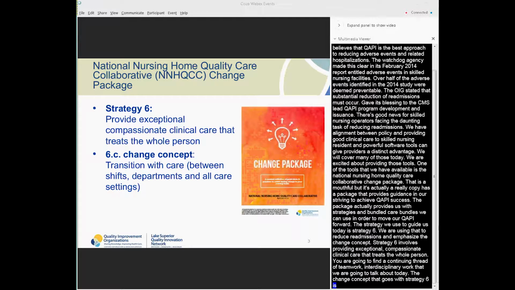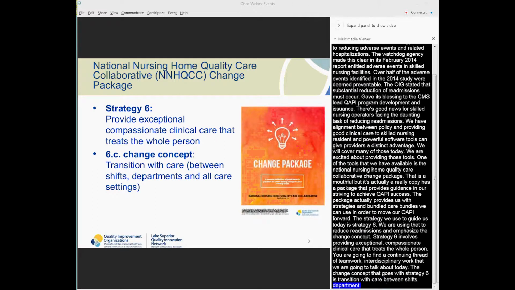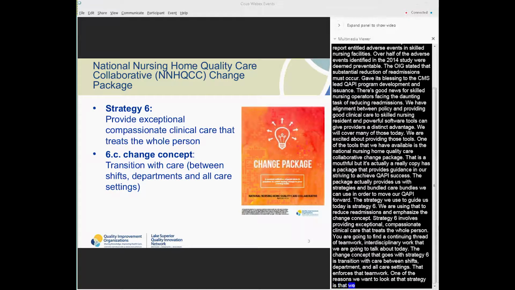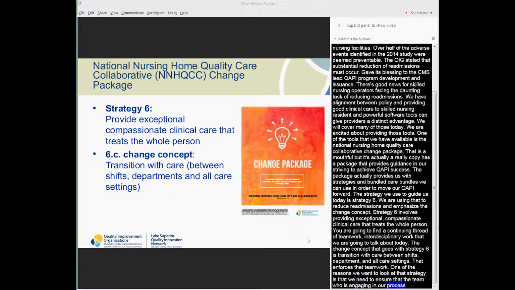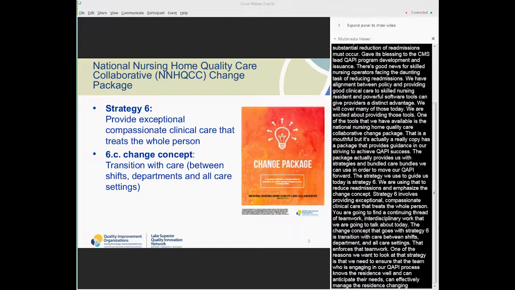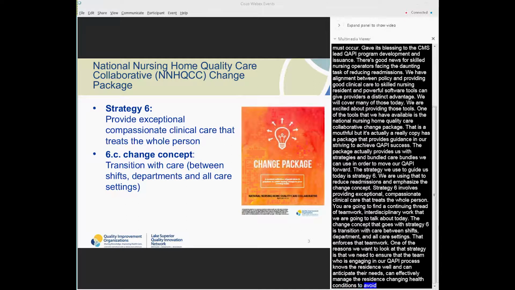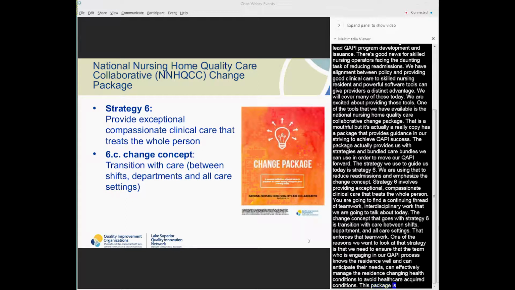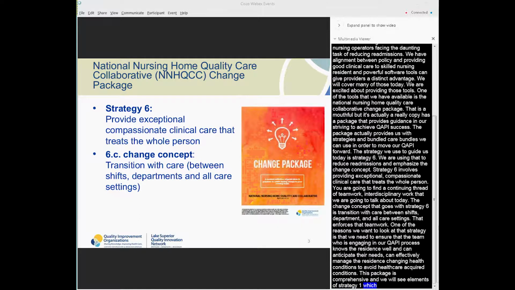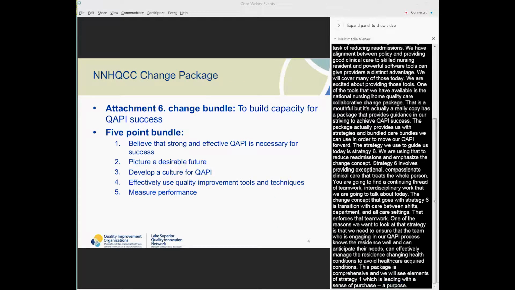One of the reasons that we want to look at that strategy is we need to ensure that the team engaging in our QAPI process knows the residents well and can anticipate their needs, and can effectively manage the residents' changing health conditions to avoid those healthcare-acquired conditions. This package, as I said, is comprehensive. We're also going to see elements of Strategy 1, which is leading with a sense of purpose, Strategy 2, where we're recruiting and retaining quality staff, and Strategy 7, constructing solid business practices that support our purpose. All of those apply here.